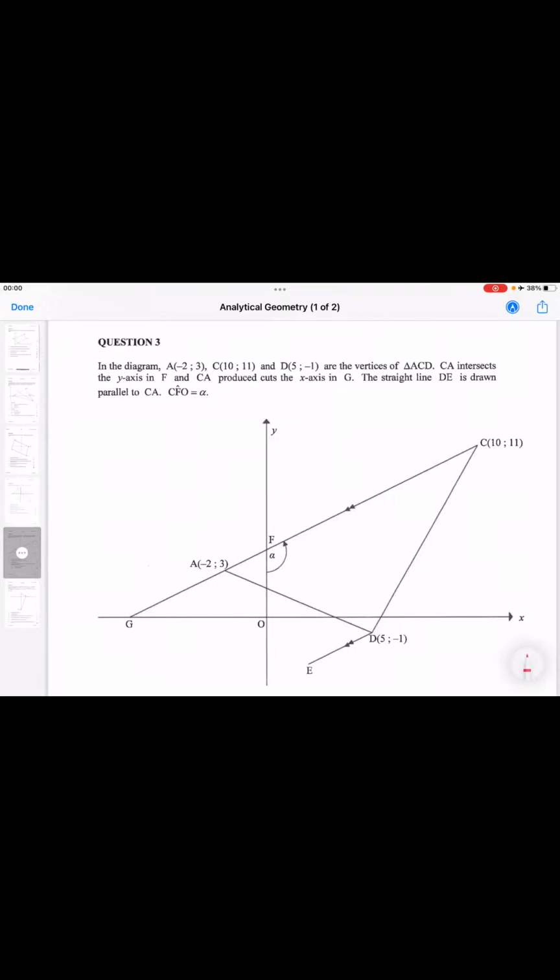Ladies and gentlemen, okay, guys, question number 3. It's what we will be looking at in today's lesson. So let's see. What I'm going to quickly do is to take you through that given statement, and we look at the diagram, and lastly, we are going to look at the questions.